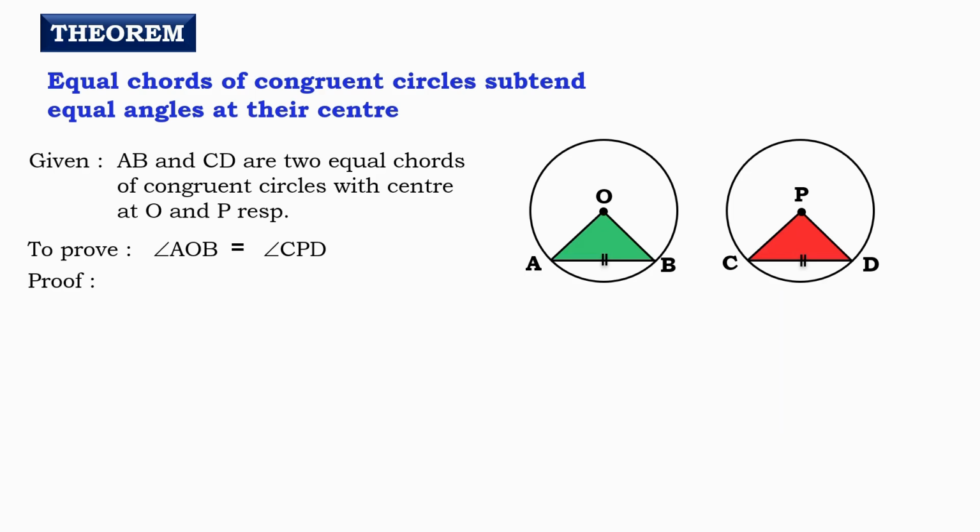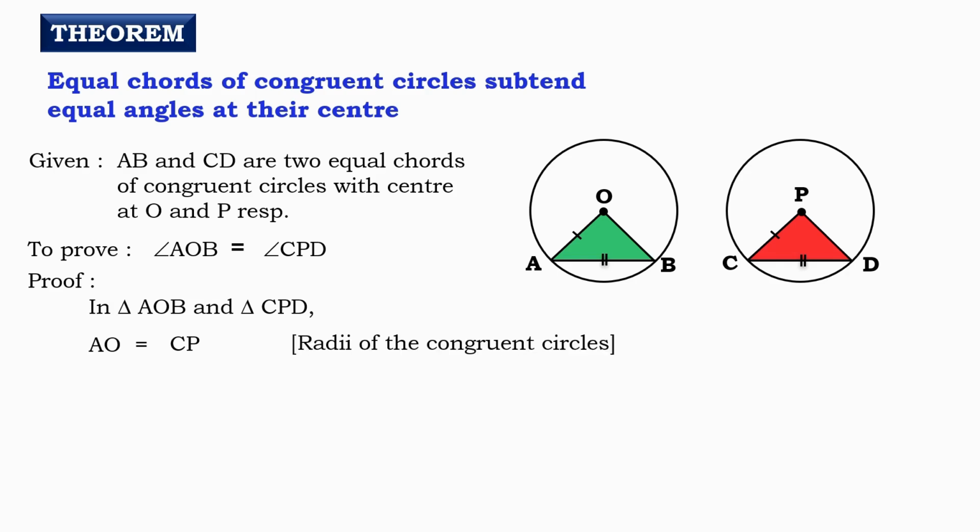Okay, now let us come to the proof. So how we are going to prove it? Now in triangle AOB and triangle CPD, if we take a look, AO is equal to CP. Why? Because we know that these are the radius and congruent circle always has the same radius. So AO and CP will be same. So radii of the congruent circle, that is always going to be equal. Similarly, OB and PD will be equal because they are also the radius of the congruent circles.